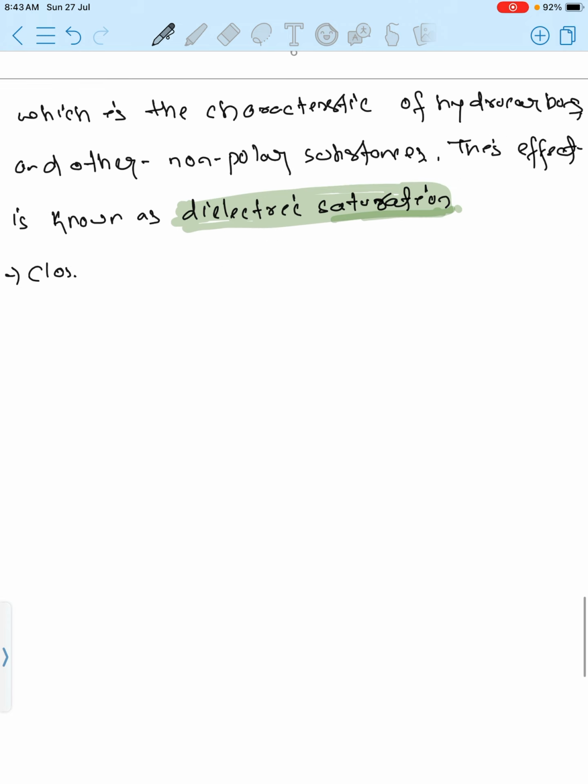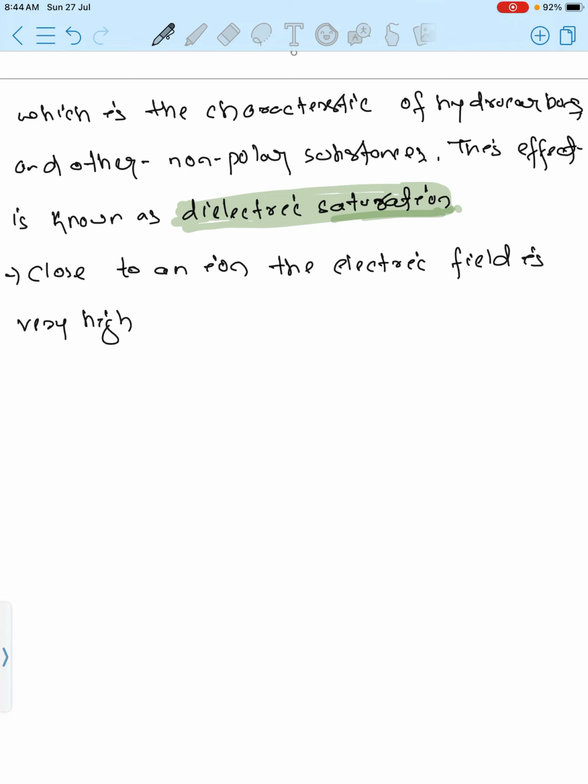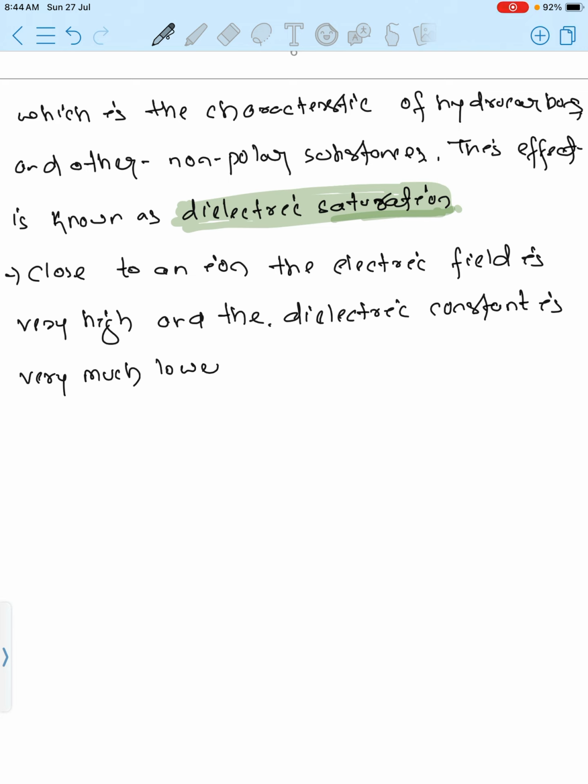Close to the ion, the electric field is very high, and the dielectric constant is very much lower than in the rest of the solution.